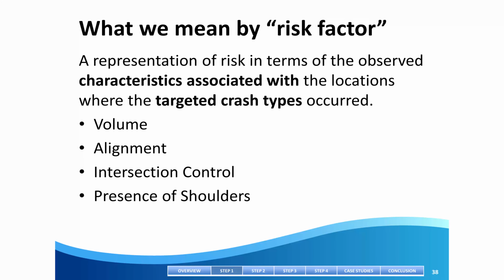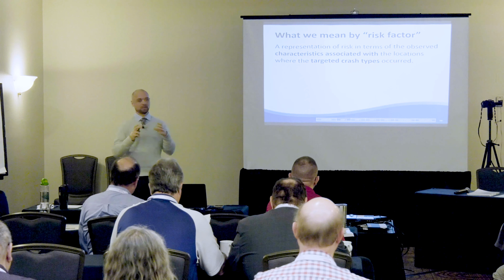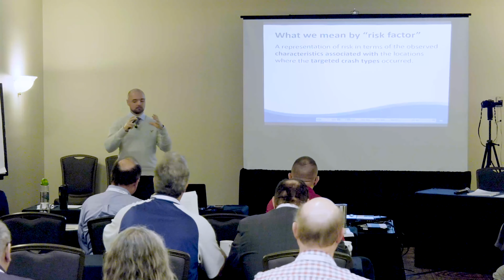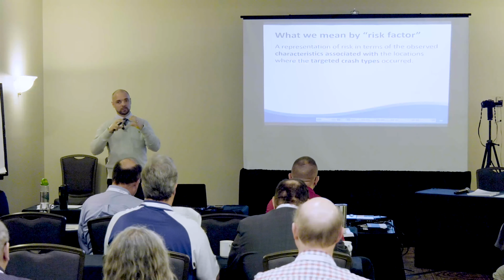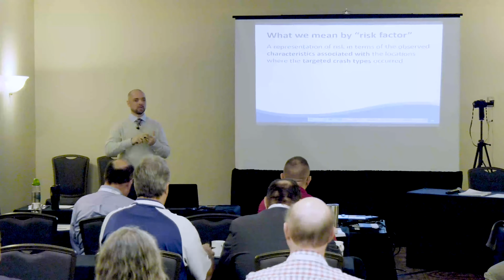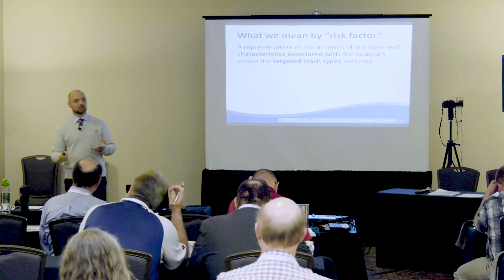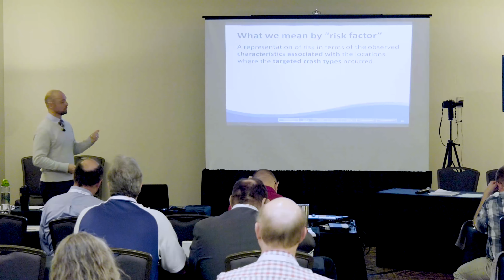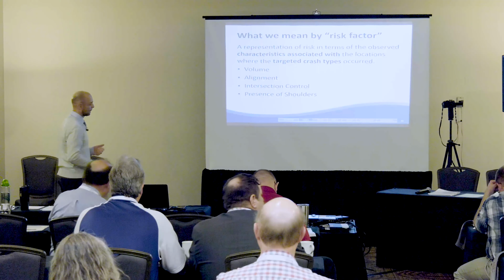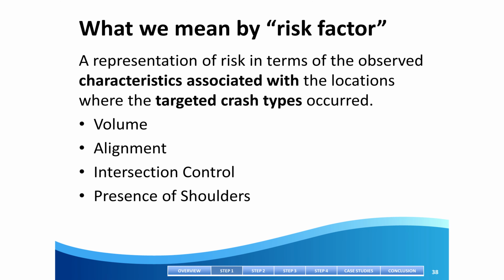All right, so the risk factors are those characteristics that are associated with the focus crash type on the focus facility type. So we've maybe honed in on roadway departures. We've focused on roadway departures now on rural two-lane undivided roads. So what are the characteristics on rural two-lane undivided roads that are contributing to roadway departure crashes? And that's what we're trying to get at with these risk factors. So we generally see things like traffic volume, the roadway alignment, the intersection characteristics, and so on.